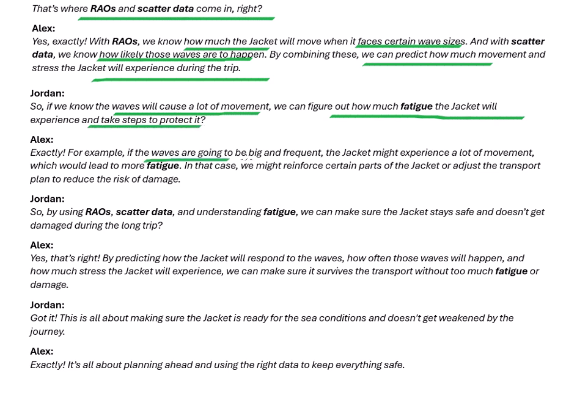For example, if the waves are going to be big and frequent, the jacket might experience a lot of movement, which will lead to more fatigue. In that case, we might reinforce certain parts of the jacket, or adjust the transportation plan to reduce the risk of damage.